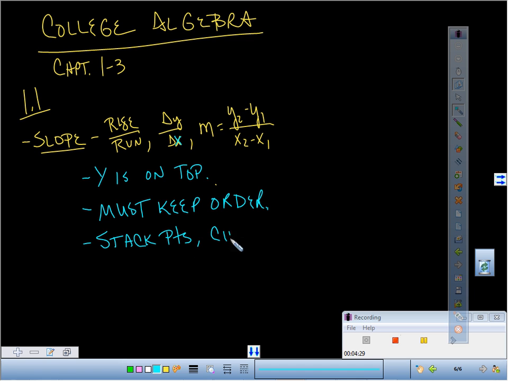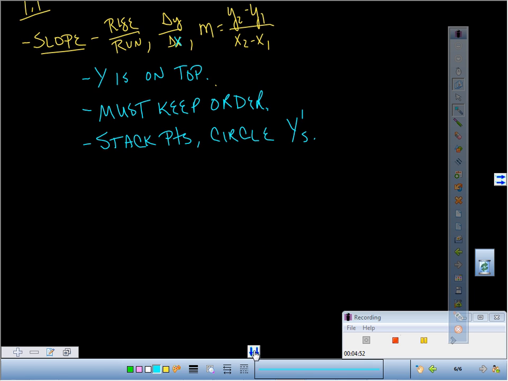And we circle the y. Now, we circle the y's because when you're looking at a point, what's the first thing that you come to? An x or a y? An x, and that's what makes kids want to put them on top. It's the first thing that you come to, and you always do the top first, okay? So if we circle the y's, then that will kind of keep us from doing that. We'll look at what's circled first, okay?